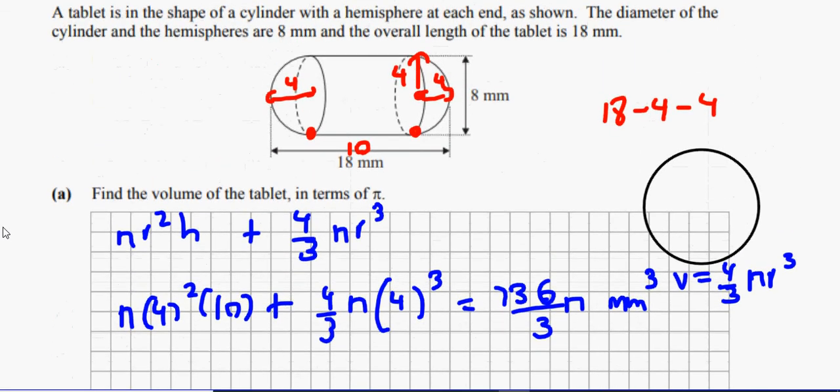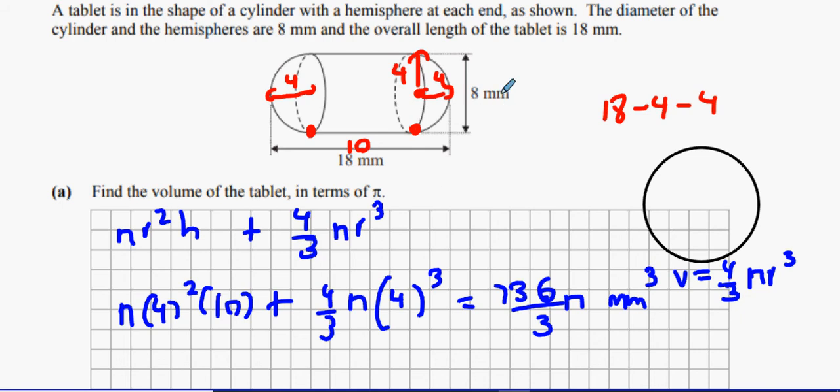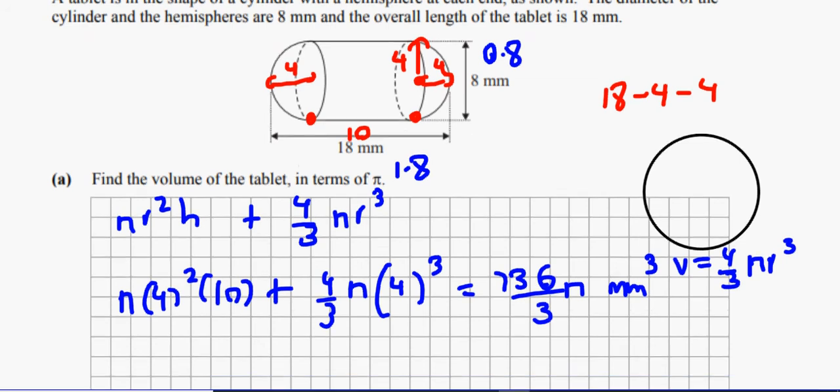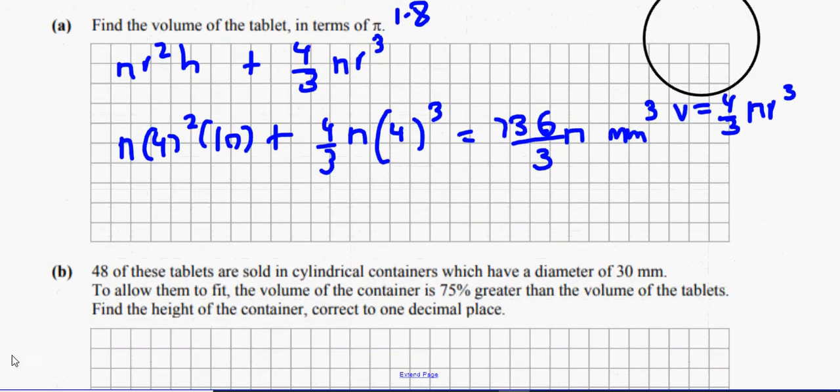If you change it to centimeters and stuff, I would do it at the start. I'd change 8 centimeters into 0.8 and I'd change 18 into 1.8 and do it from there. That's the safe way of doing it. We might have to do a conversion later on.